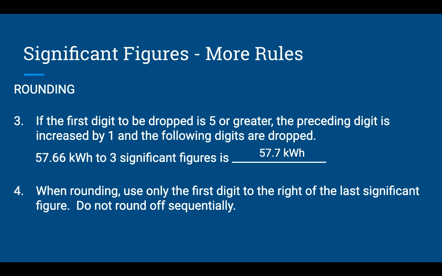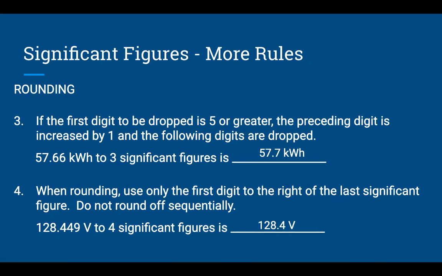When you're rounding, make sure you're only looking at that first digit. Don't round off sequentially. So it's something that some people do. So if you had 128.449 volts and you want 4 significant figures, you keep the 1, the 2, the 8, and the first 4, that's your 4, and then you just look at the next 4. Well, that's 4 and under, right? It's not 5. So you would round it to 128.4. Some people would look at that and say, okay, well, the 9 rounds up the 4 to 5, so then the 5 is going to round up that 4 to 5, which is not the case. So that answer is just 128.4 volts.